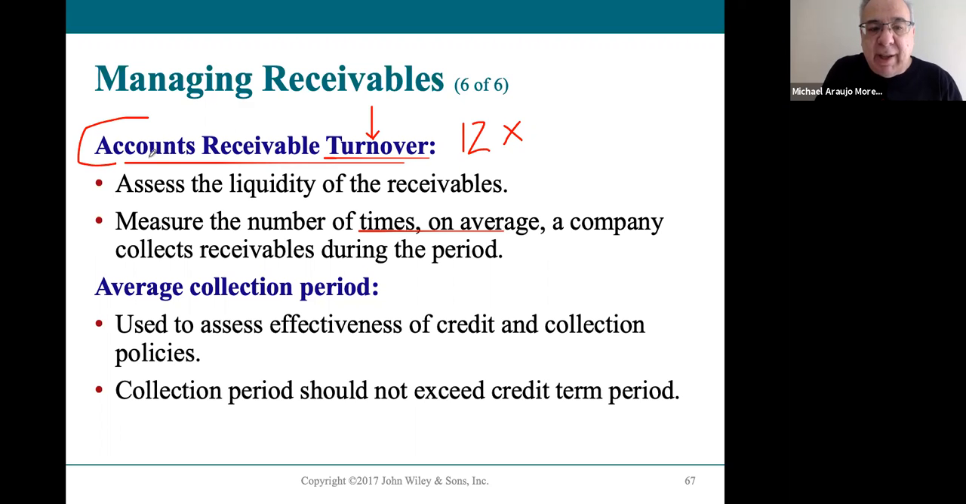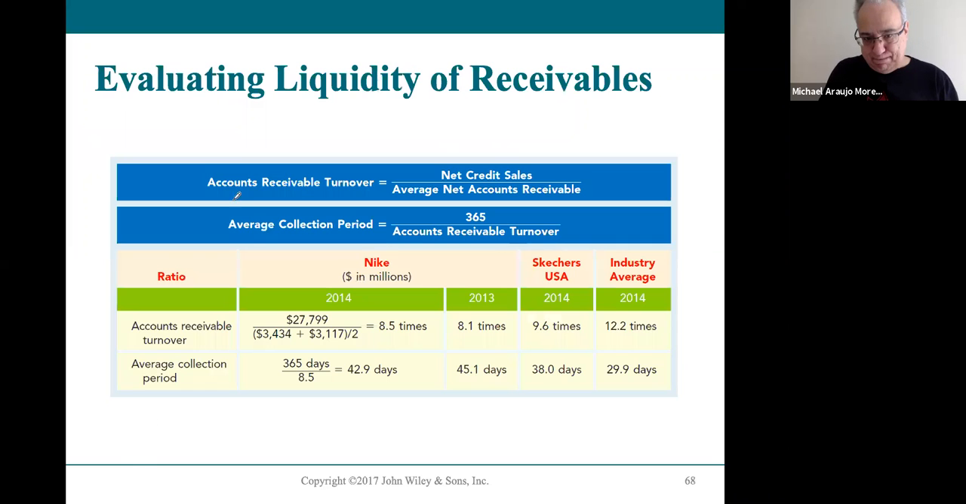So we're going to calculate our receivable turnover rate for these companies. That's the important thing. Once you know what the turnover rate is, you can simply put 365 over that number, and it gives you the number of days it takes you to collect your receivables. And that's also good information to know. So let's see how it works.